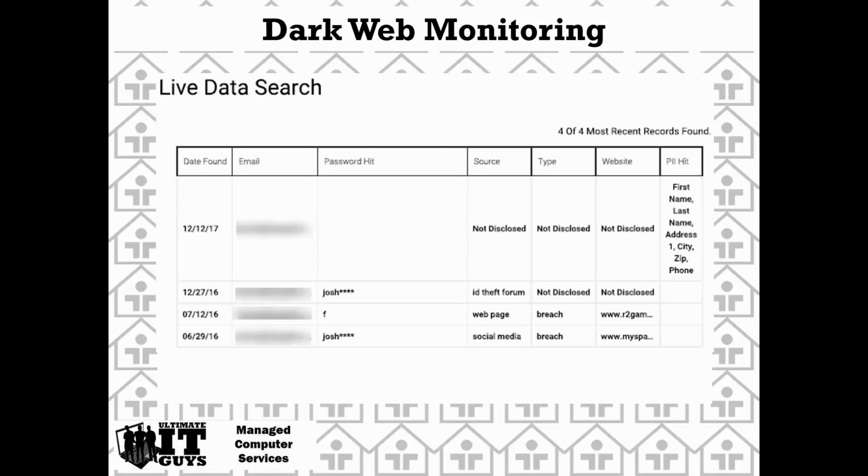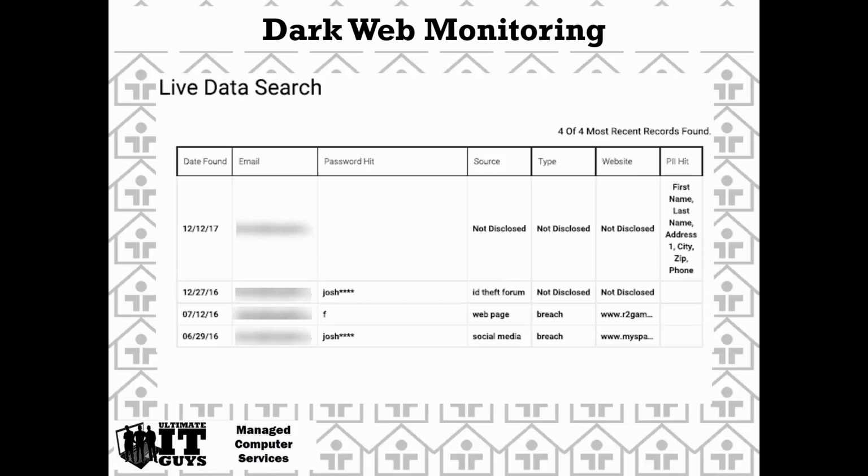This is an example of a dark web monitoring report that we've run on someone, and we can see they had like 4 different hits, different places, different types of information. 3 of them had passwords, and 2 of them had the same password. So we're back to that thing we were talking about. Reusing passwords multiple places can get you in trouble. Using really simple or short passwords can also get you into trouble.